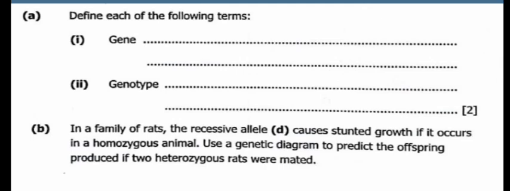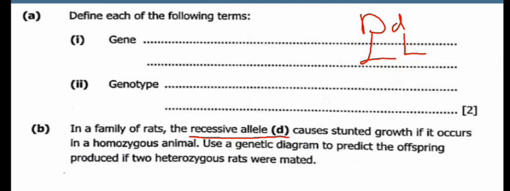Now question B is saying, in a family of rats, the recessive allele, small d, causes stunted growth if it occurs in a homozygous animal. Yes, meaning here we are going to have capital letter D and small d, where capital D is going to represent a dominant allele and small d is going to represent the recessive one, according to what we have been given in this question. The recessive allele is small d, meaning the capital letter D represents the dominant allele. In short, capital letters are always used to represent dominant alleles.